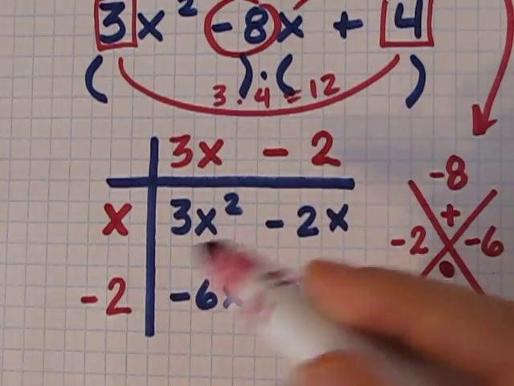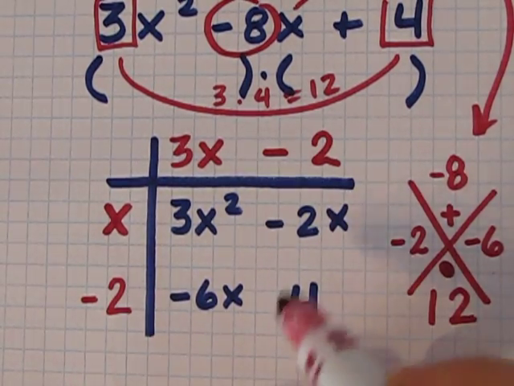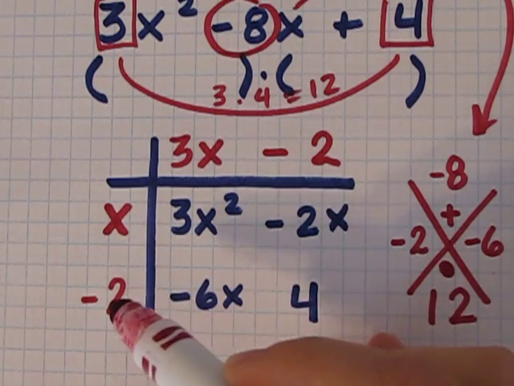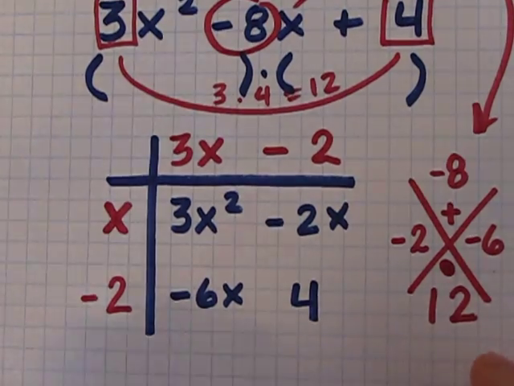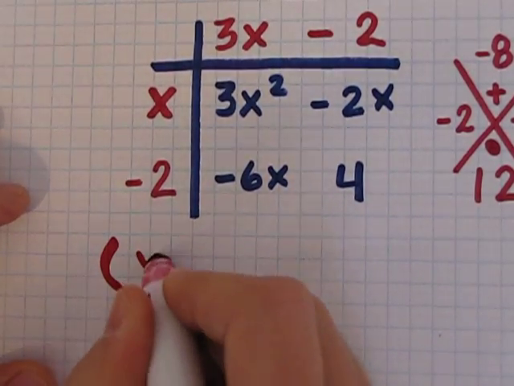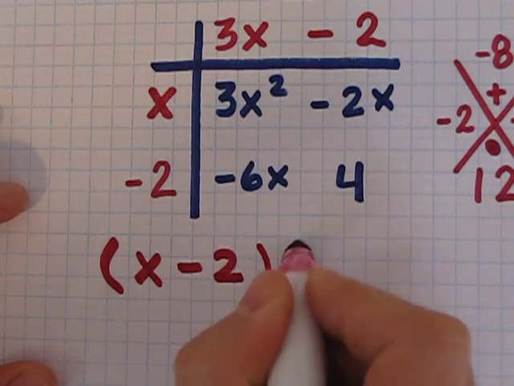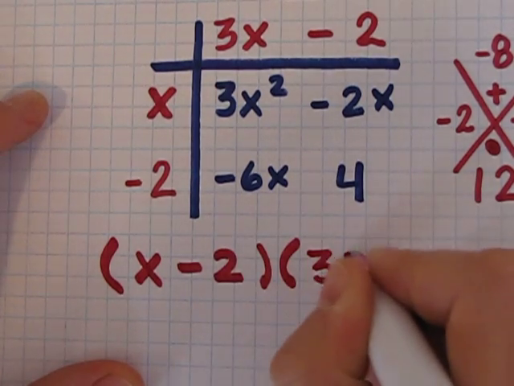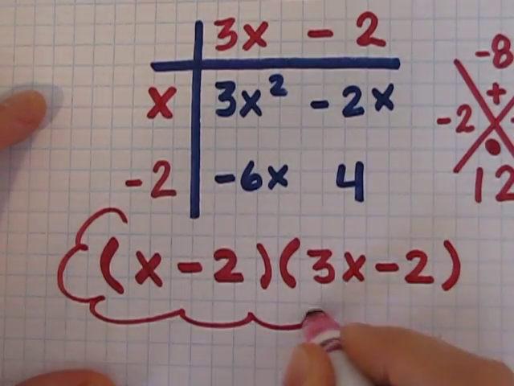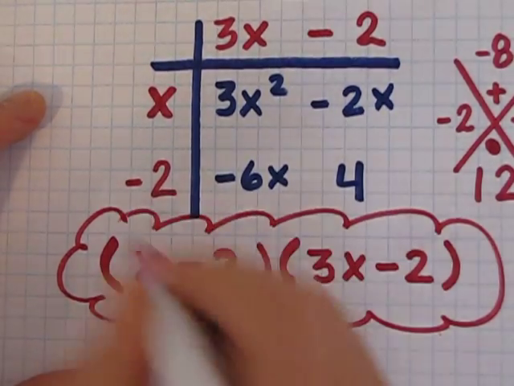And we can do a quick check by making sure that this number is in fact the product of this and this. And we're right in this case. Negative 2 times negative 2 gives us 4. So our answer now is going to be x minus 2 multiplied by 3x minus 2. And that's how you factor using the generic rectangle.